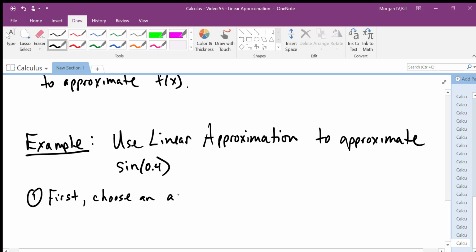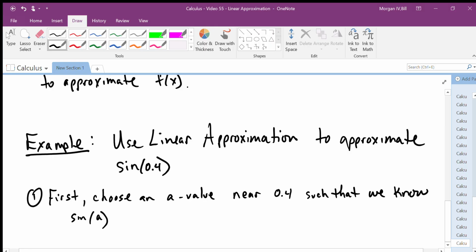Choose an a value near 0.4. And you also need to know what the sine of that a value is, such that we know the sine of that particular a value.